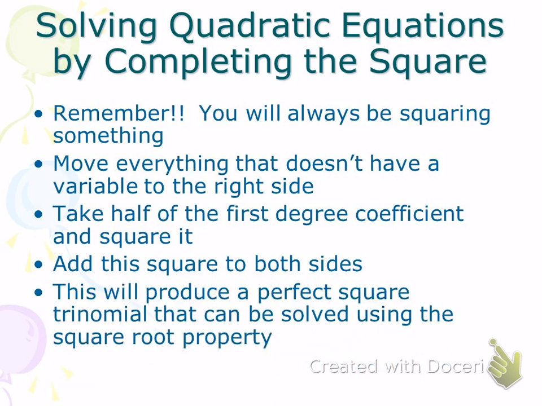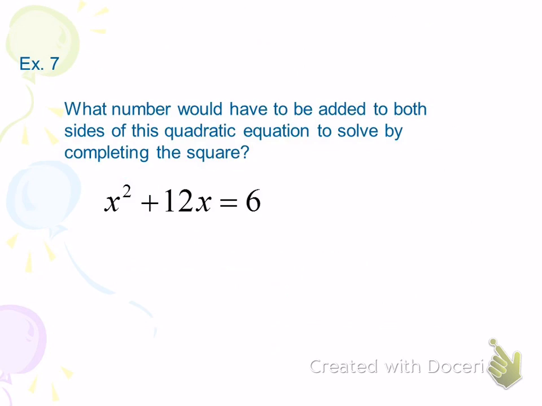What's going to result then is a perfect square trinomial that can be solved using the square root property. Now, as we look through this process, that's going to be the best way to understand it. And maybe even tomorrow we can write these rules when we're going over this.